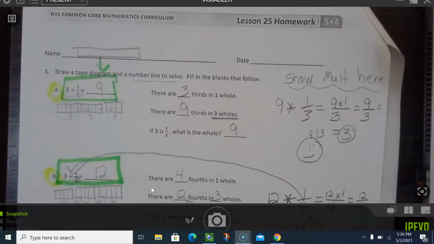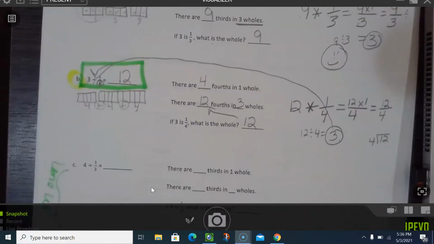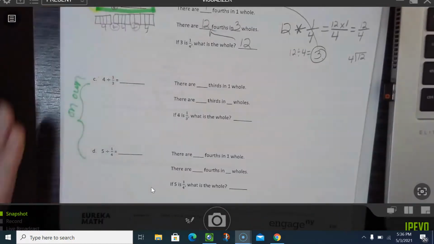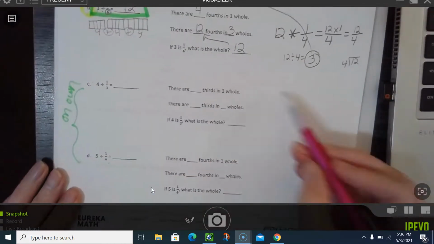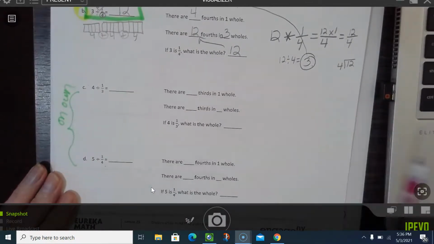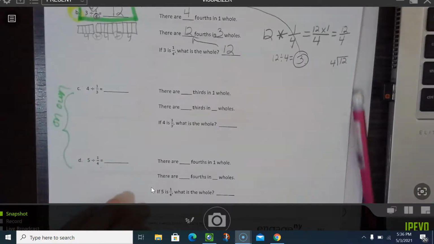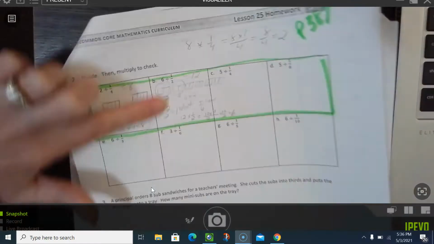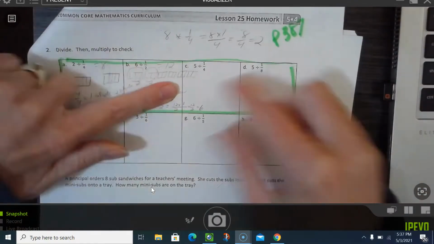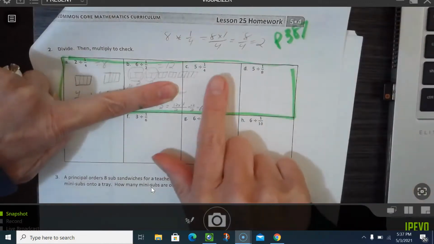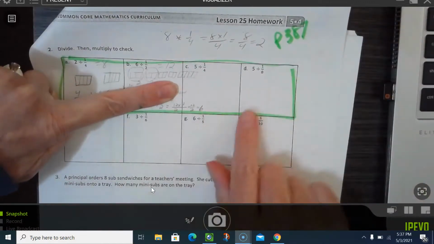All right. You are going to be solving C and D on your own now. And then don't forget to show the multiplication over here. And you'll be taking a picture of this in Seesaw. On the very last slide, I have taken page 387 and I've just snipped out these top problems. You're going to solve them in your packet here, and then you're just going to drag and drop the answers.